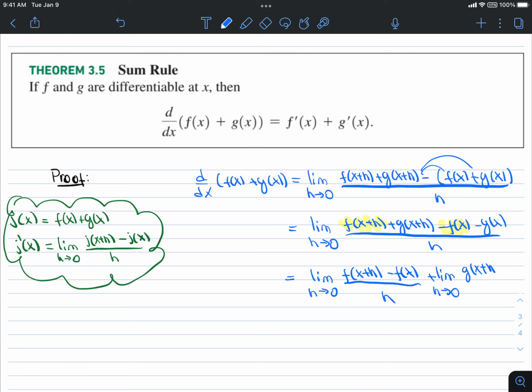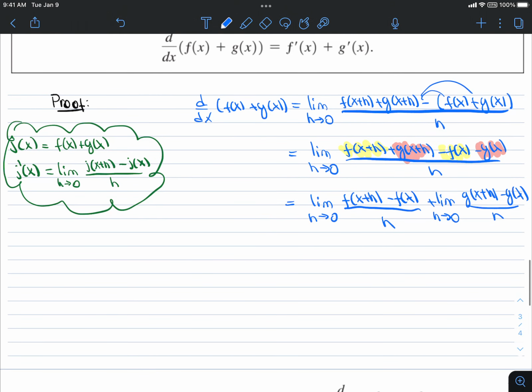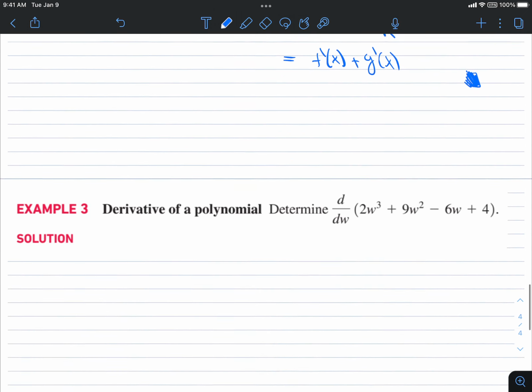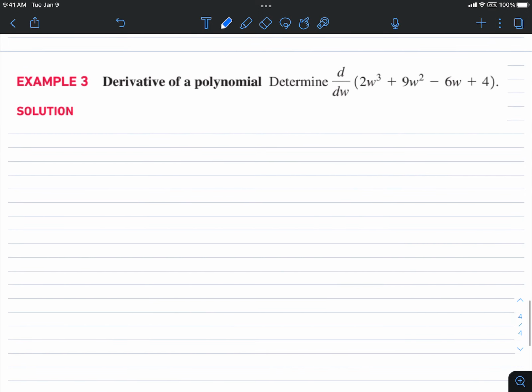So what's left are the g terms, all divided by h. So that gives me this guy, which is f prime of x by definition, and this guy, which is g prime of x by definition. So this rule is proved. So how can I then use this rule to show that I can find the derivative of a polynomial quickly, right?